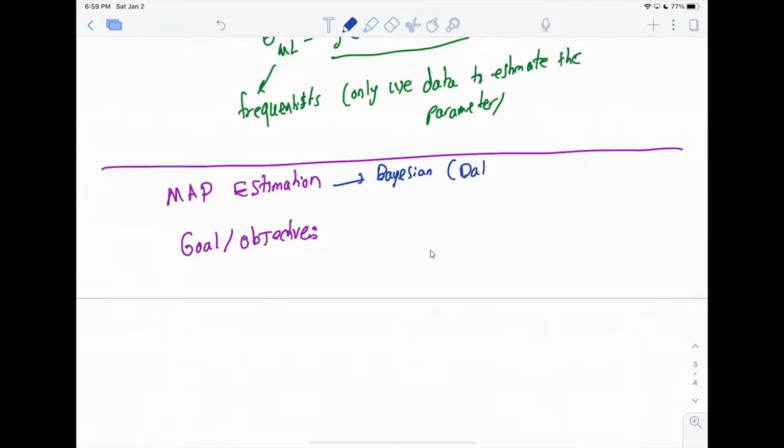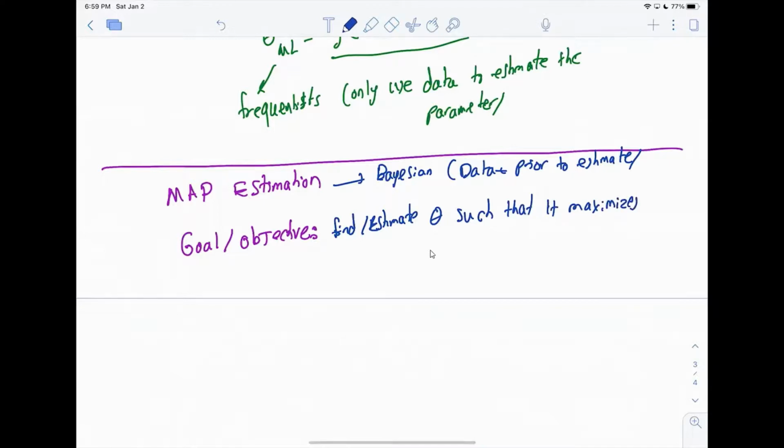So data and a prior to estimate our parameter. Use data plus a prior to estimate our parameter. Great. But what is the goal anyway? The goal is to find or estimate theta. Theta is our parameter, such that it maximizes the posterior distribution.